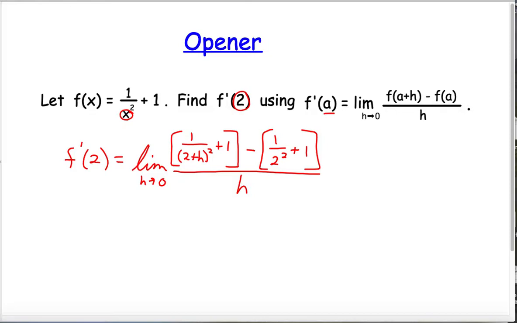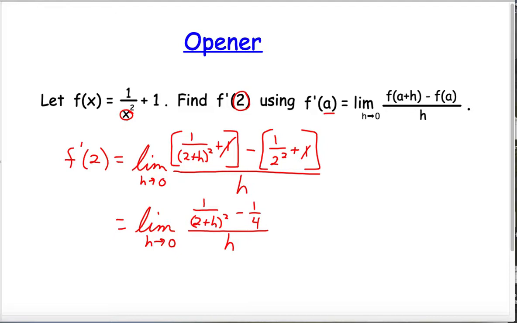Okay, so let's simplify. Right now we cannot take the limit, because if I just plug in 0 for h, I'll get it divided by 0. So I have 1 over 2 plus h quantity squared, and then the plus 1 minus 1 will cancel, and then minus 1/4, all over h.